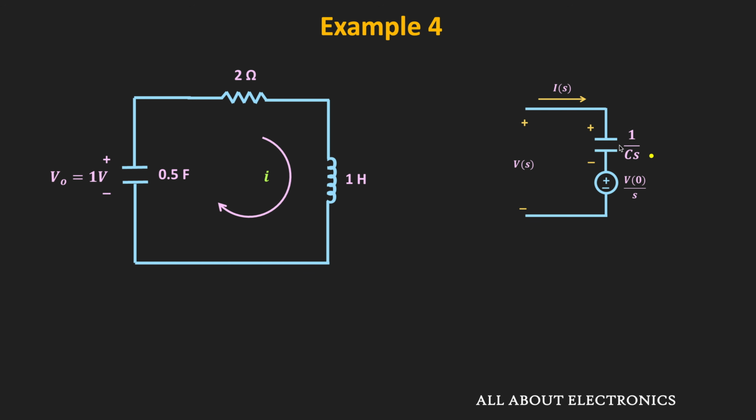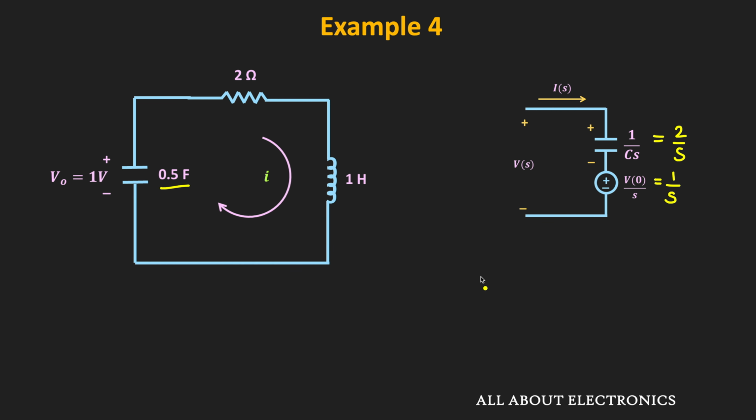That is 1 divided by Cs in series with this V0 divided by S, where the V0 is the initial voltage across the capacitor. Here, the value of the capacitor is equal to 0.5 Farad. That means this 1 over Cs will be equal to 2 divided by S. And here, the initial voltage across the capacitor is equal to 1 volt. That means this term will be equal to 1 divided by S. So that is the equivalent representation for the capacitor.